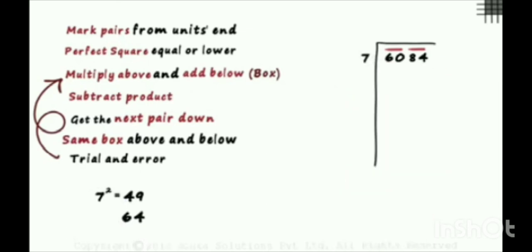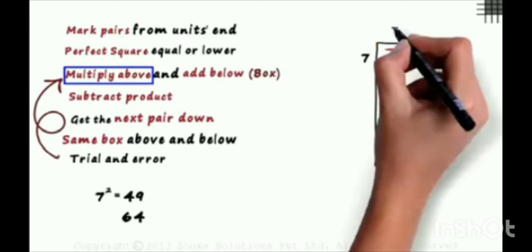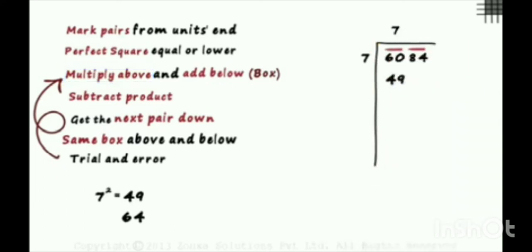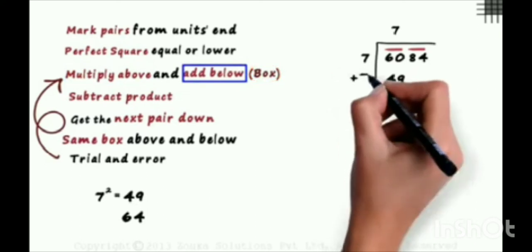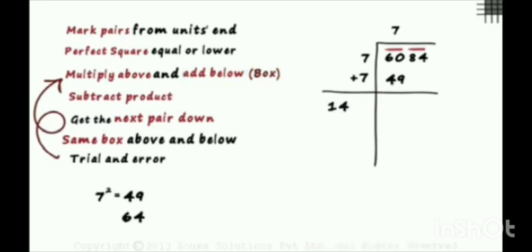You should know that finding the first number is the most important step of this process. If we go wrong here, then the rest of it will definitely be wrong. In the next step, we multiply above and write the product here. So 7 multiplied by 7 gives us 49. And then we add below and draw a box next to it. 7 plus 7 gives us 14. And we leave some space for the box.